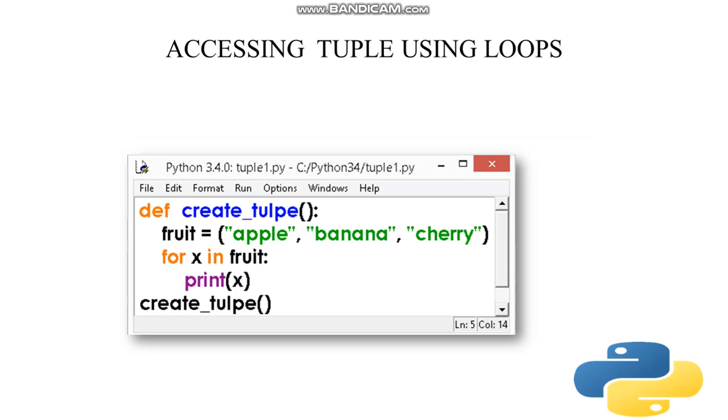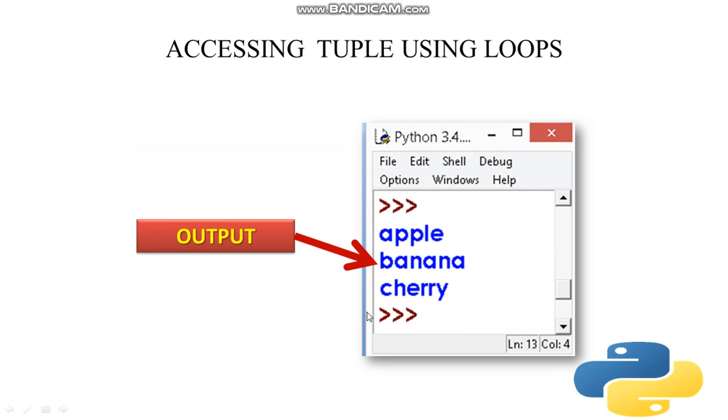Next, accessing tuple using loop. Even we can apply for loop, while loop for tuple to access the element. Similar example, I have taken fruit as a tuple. I will write for x in fruit print x. Okay, so it will print the whole tuple. See the output.